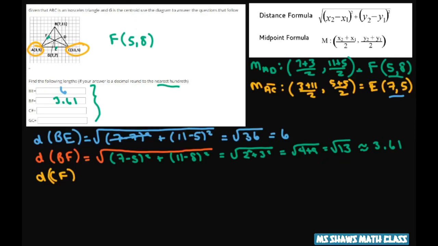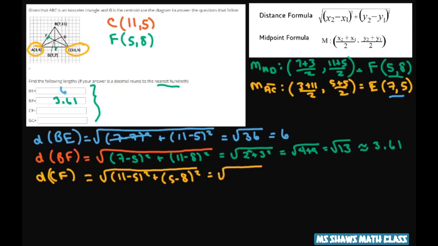So now we need C, and C is 11 comma 5. So plug that in your formula. Subtract the x's. That's going to give you 6 squared plus negative 3 squared, which gives you 36 plus 9, which equals square root of 45, which is approximately 6.71.